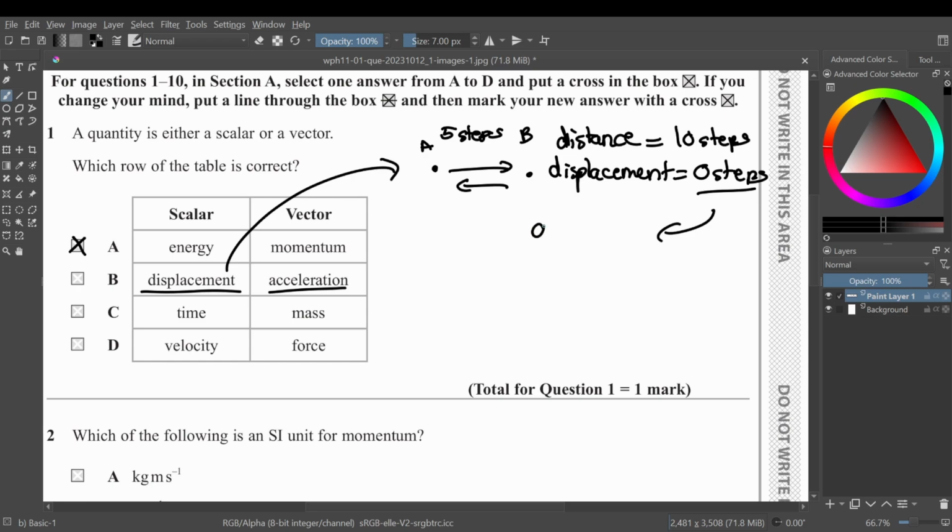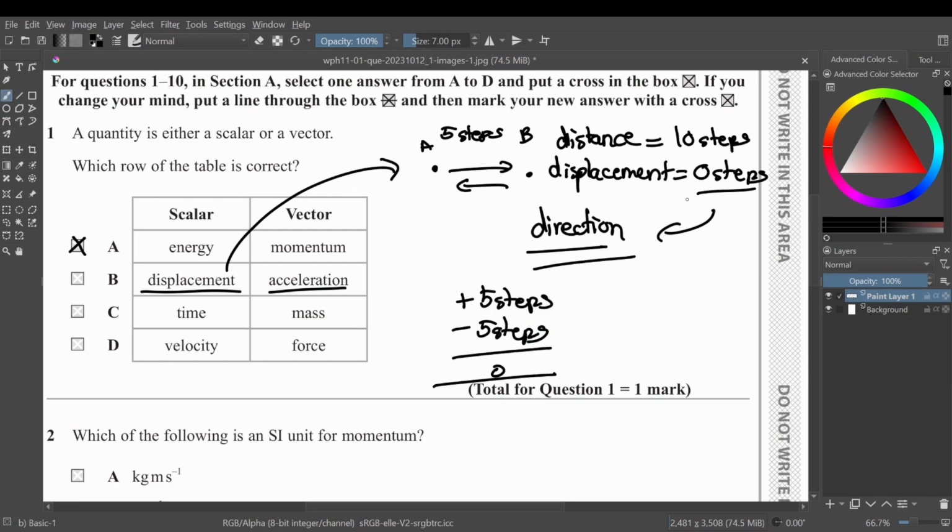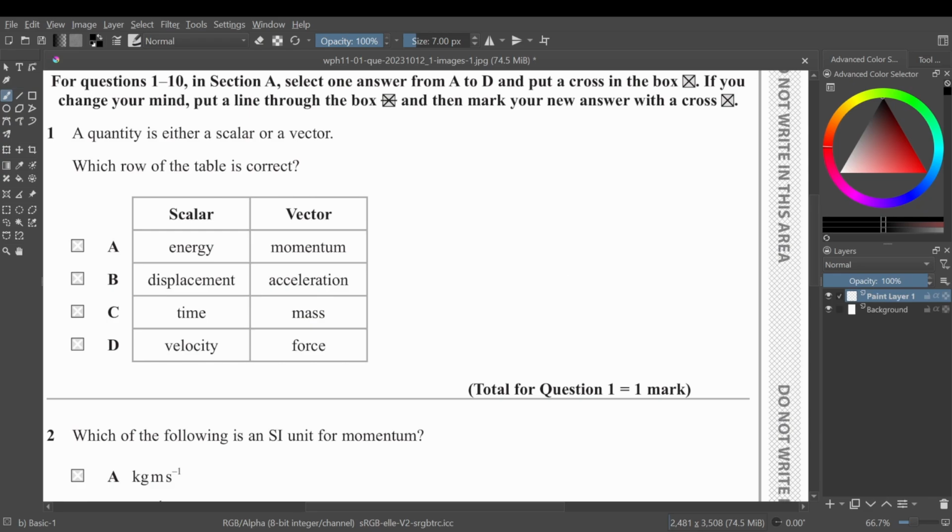This tells you that displacement is a vector quantity because the direction matters, right? You went forward 5 steps, which is positive 5 steps, and then you went backwards, which is negative 5 steps. So this equals 0 steps. That's why in displacement direction matters, so it is in the wrong position. So option number B is incorrect. Let's check the other options as well. Option number C says time as scalar and mass as vector quantity.